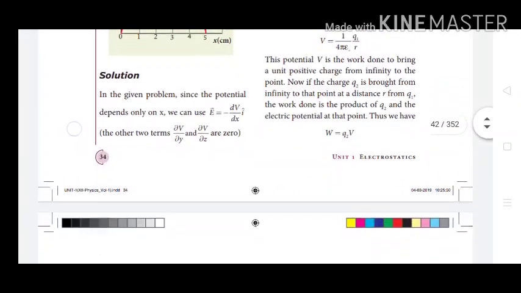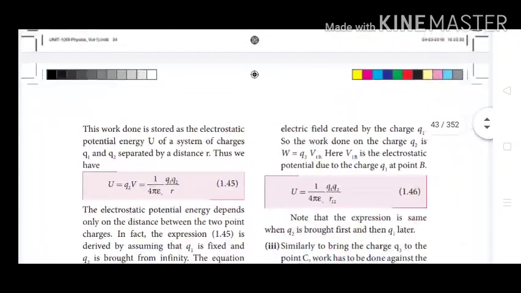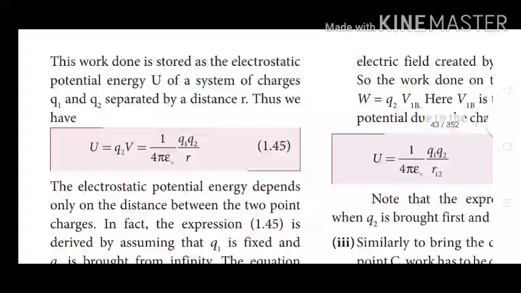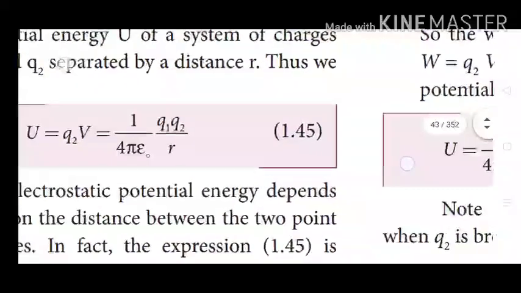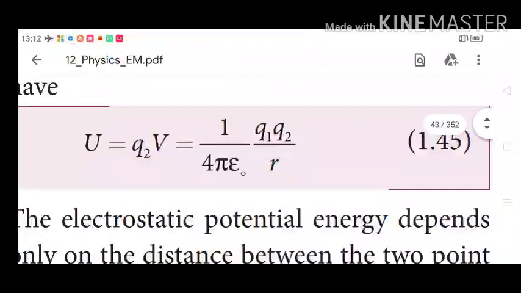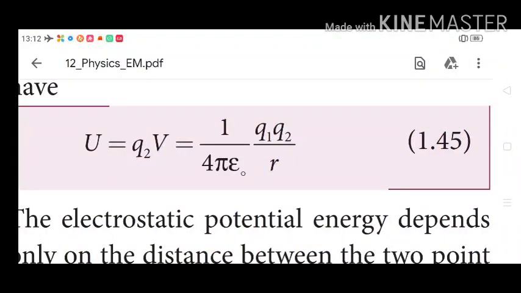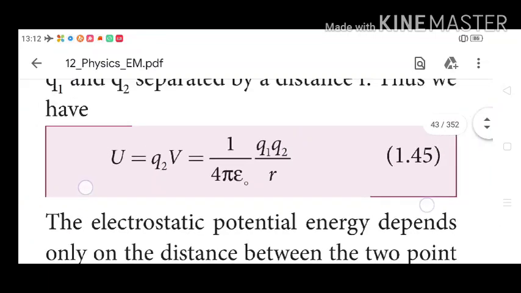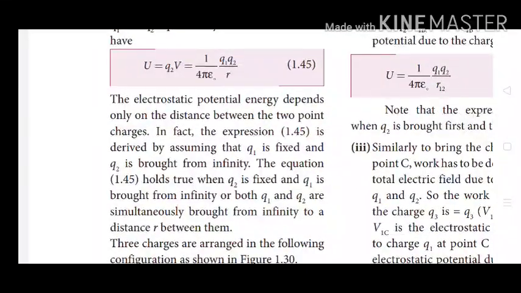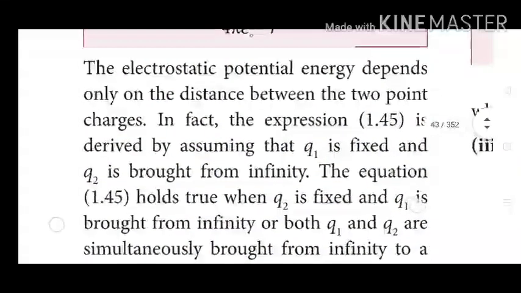Then what is next is this work done, which is stored as electrostatic potential energy U of the system of the charges Q1 and Q2 separated by a distance r. Thus we have U equal to Q2V. We know that U is equal to 1 by 4 pi epsilon naught Q1 Q2 by r. The electrostatic potential energy depends only on the distance between the two point charges.